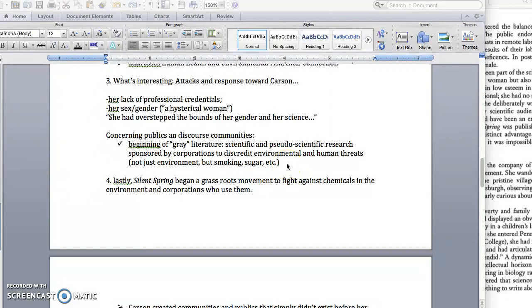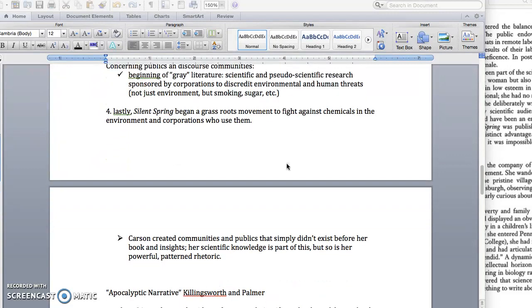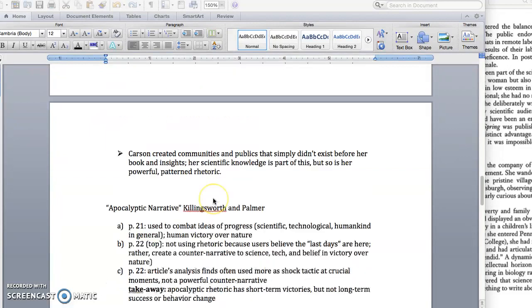You might be thinking of climate change, right? And all of the climate change literature that people use to debunk climate change and say it's not a problem. 97 out of 100 scientists agree that it is a problem and human-made, yet there's still just as much literature floating around that seems scientific, claiming that climate change is not a problem or is not human-made, right? So this is known as gray literature or just pseudoscience. Lastly, just worth pointing out, again, that she did create communities.